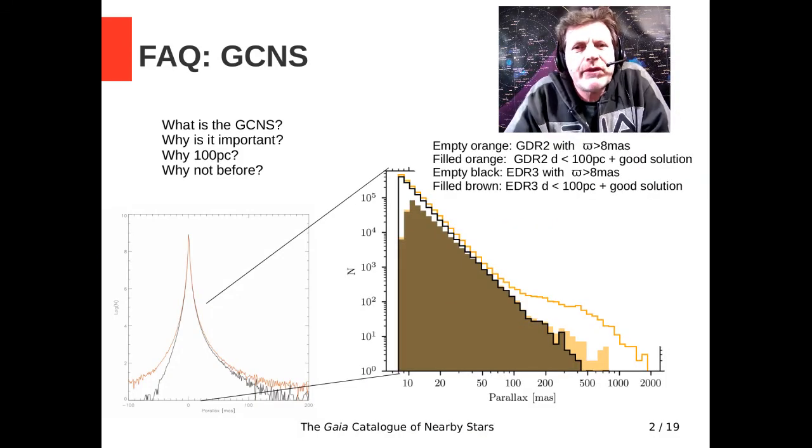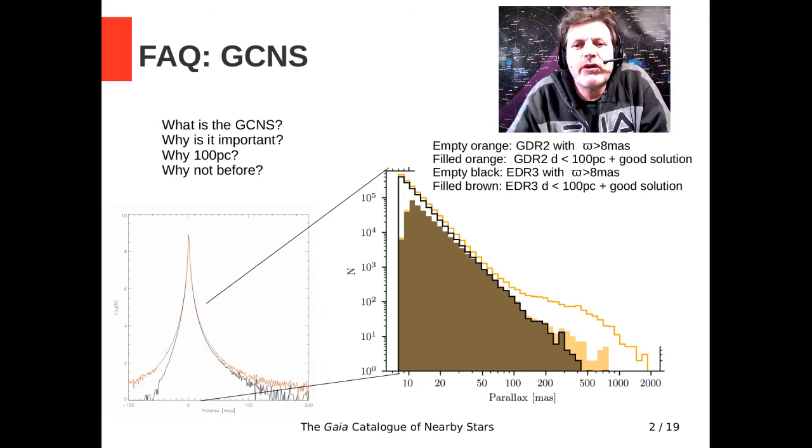First off, a few quick, frequently asked questions. What is the Gaia Catalogue of Nearby Stars? We're hoping to catalogue all stars, all objects down to M8, within 100 parsecs of the Sun, that's 320 light years. Why is that important? This becomes a benchmark for understanding whether our theories of evolution and formation of stars and the galaxy make sense. They have to work inside our part of the galaxy.